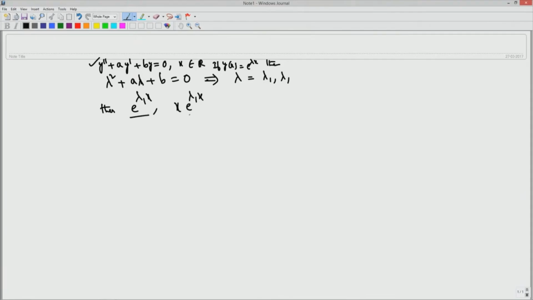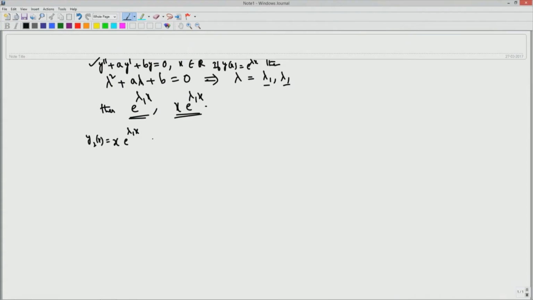So, this is one solution clearly. The second solution you have seen can be like this, which you can easily see. Just substitute into the equation. Once the root is repeated, lambda 1, lambda 1, you can simply multiply x into e power lambda 1 x, and take it as your y2 of x.